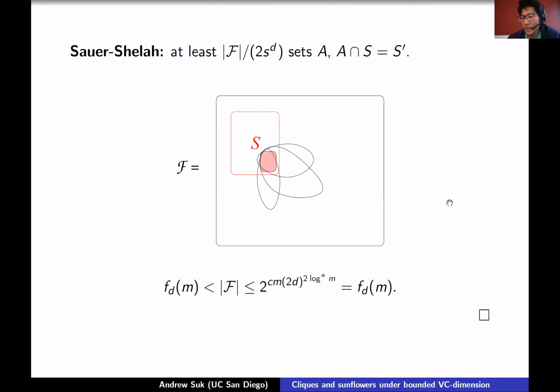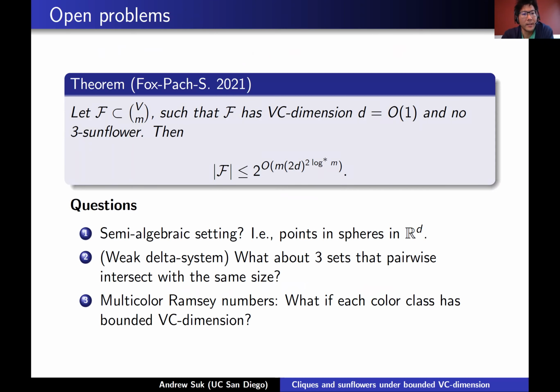Okay, so it looks like I'm at the 50 mark, which is good because this is my last slide. So this is what we just proved. We proved this upper bound on this sunflower problem under this extra condition that F has bounded VC dimension.